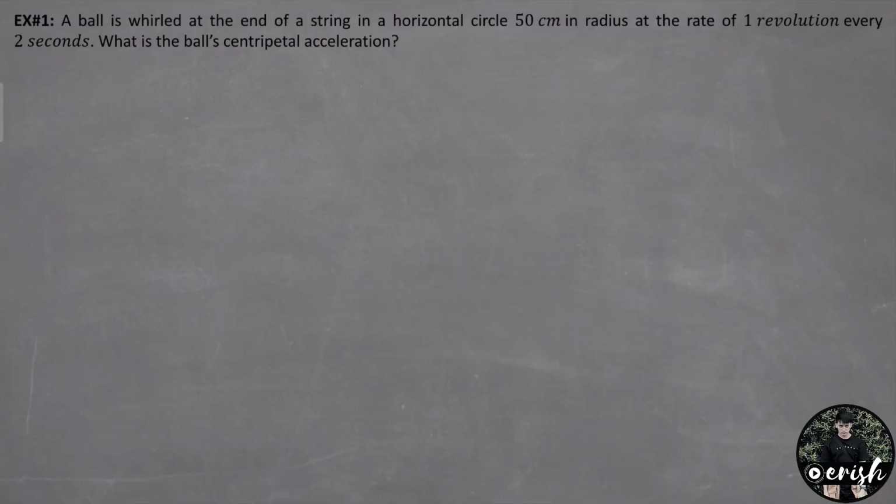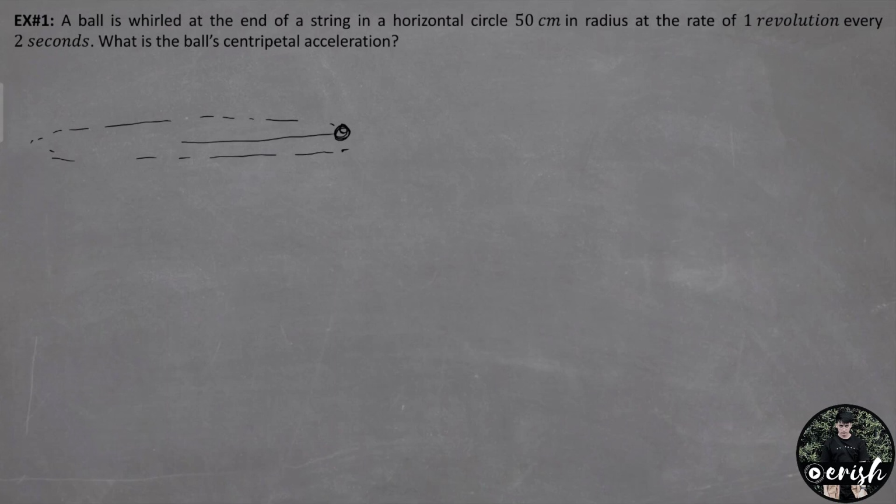A ball is whirled at the end of a string in a horizontal circle 50 cm in radius at the rate of 1 revolution every 2 seconds. What is the ball's centripetal acceleration? In this problem, like in our figure earlier, horizontal circular motion, say this is the string, and this is the ball, it has horizontal circular motion. And we are asked for the ball's centripetal acceleration.